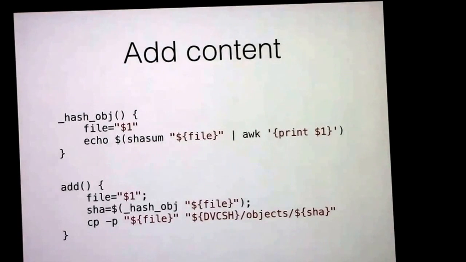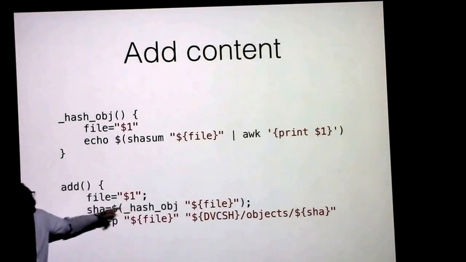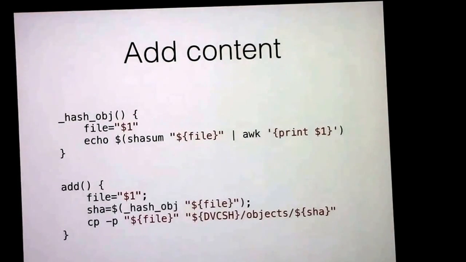Add, this is our add function. This is what adds the file into the repository. It makes use of that hash file. It takes the SHA here, and then it copies the file that we gave it into the repository under that name of its hash.